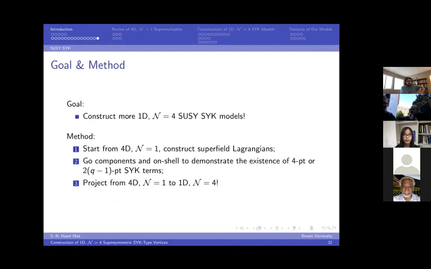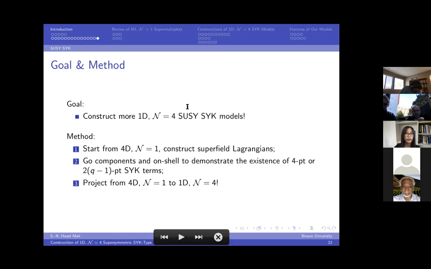So I will talk about our goal and method. Our goal is to construct more 1D n equals 4 supersymmetric SYK-type vertices. And let me make a disclaimer. What we did is reconstruct, not all, but all the vertices that we can think of that will produce SYK type interactions with n equals 4 supersymmetries. But we haven't actually gone to any correlator calculations. So this is just a very preliminary result.